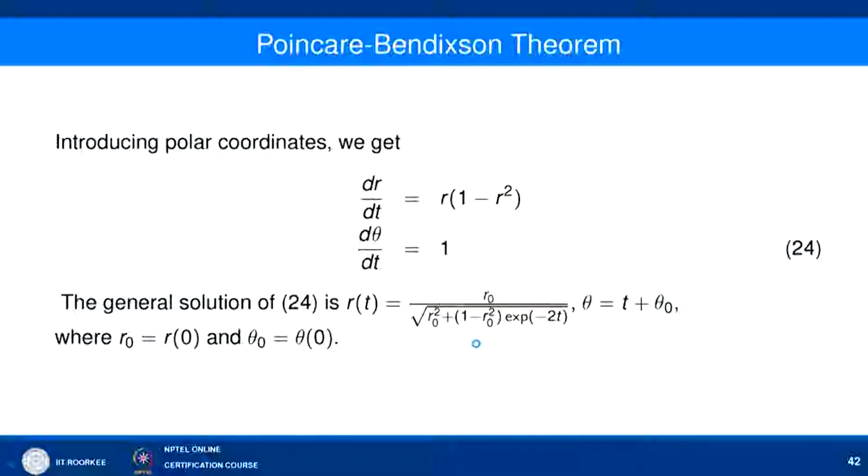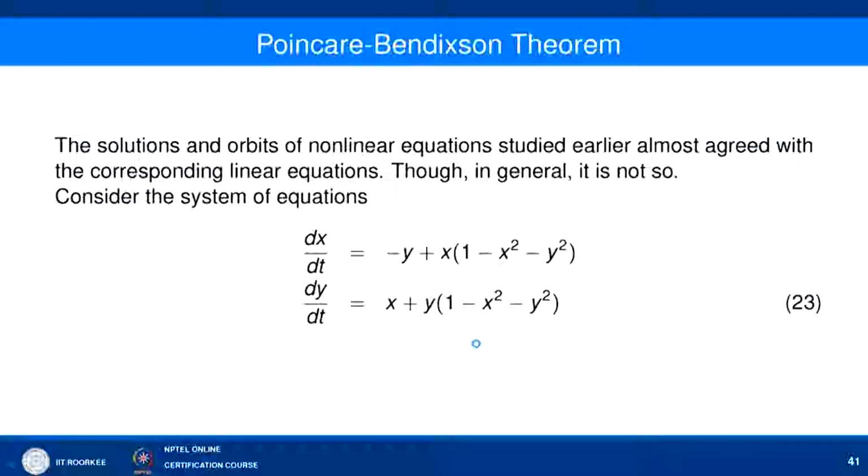But let us simplify this equation by introducing the polar coordinate system. It means that x equal to r cos theta and y equal to r sin theta, or I can simply write that r equal to the square root of x square plus y square, and theta is equal to tan inverse y by x. So this is the change of coordinates from Cartesian to polar and polar to Cartesian.